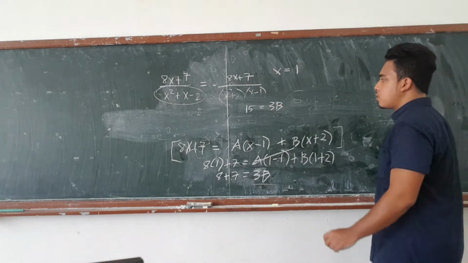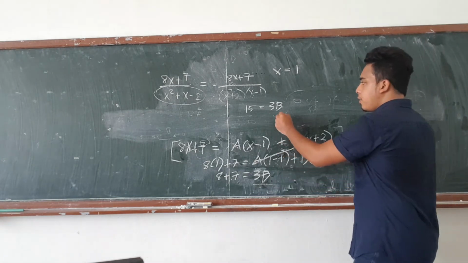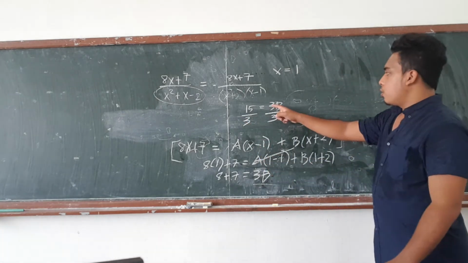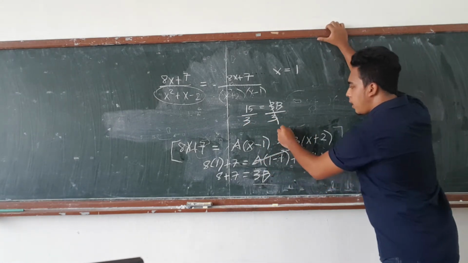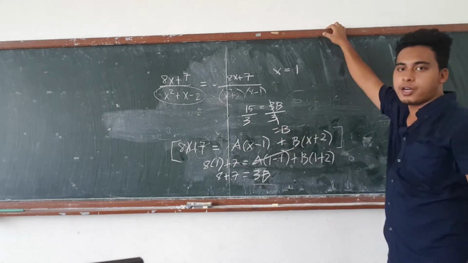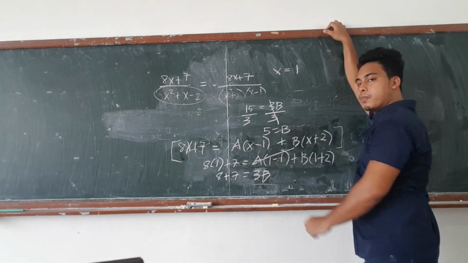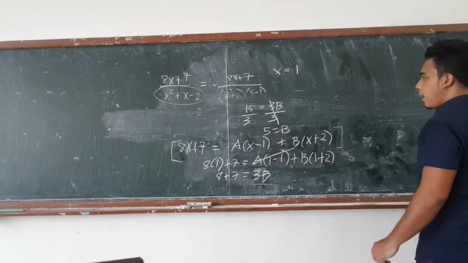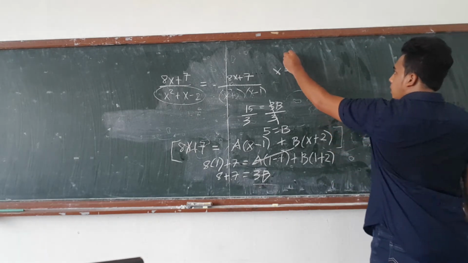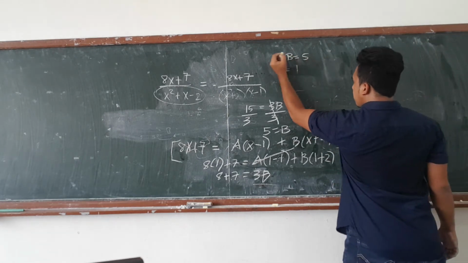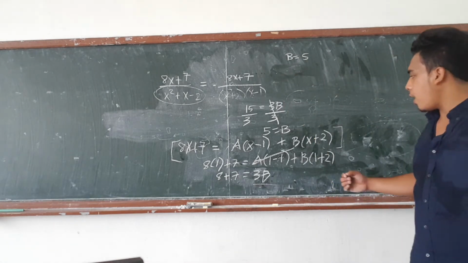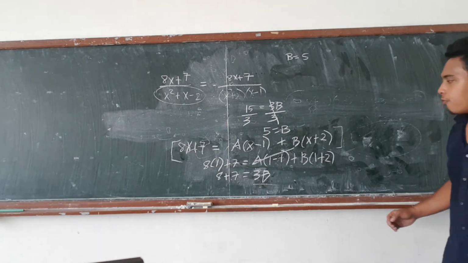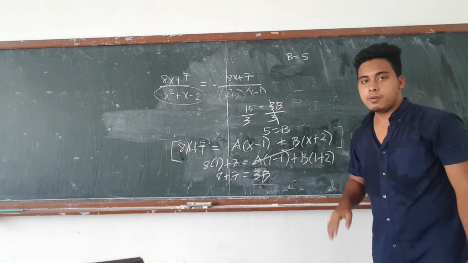So 15 equals 3b. To find the value of b, divide both sides by positive 3. So 3 and 3 cancel. What remains is b equals 15 divided by 3, that is equal to 5. Therefore, the value of b is equal to 5. Okay? So b is equal to 5. Since we already have the value of b, let's try to find the value of a.